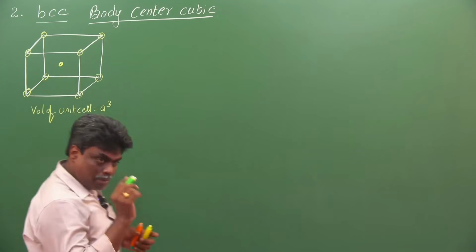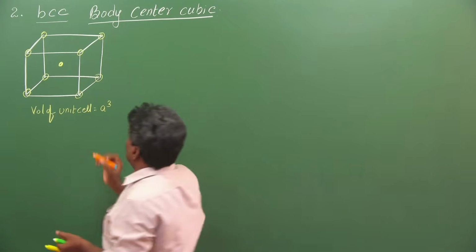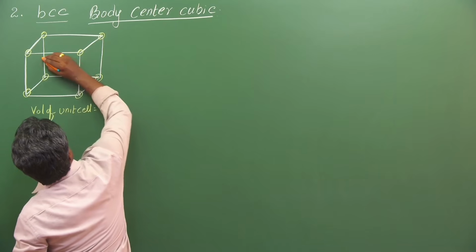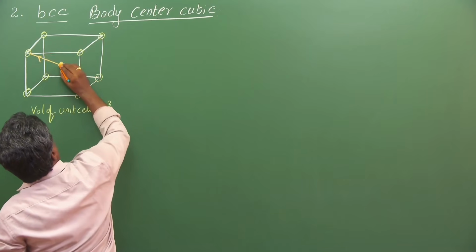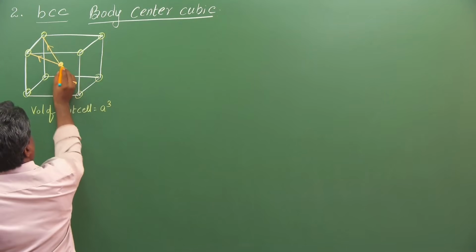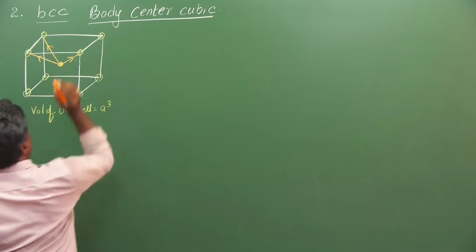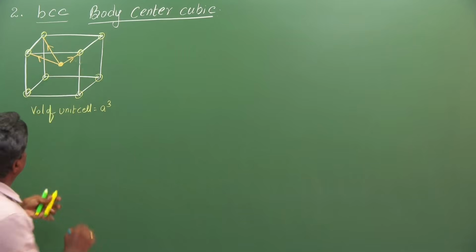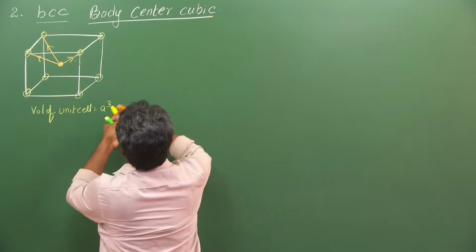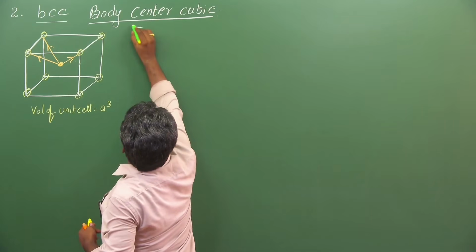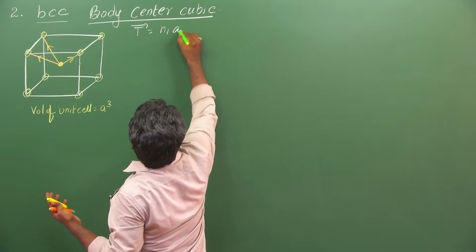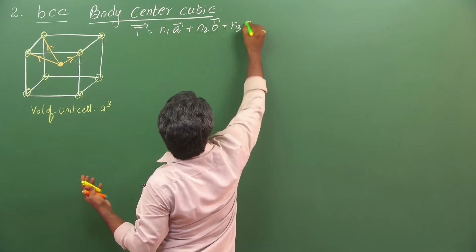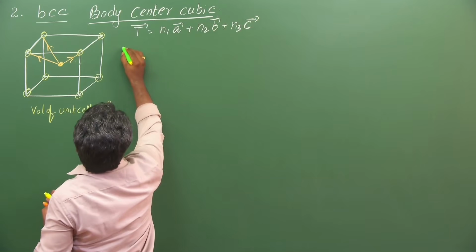Now we have to write the primitive vectors first. Take the center as the body center, then one vector will be like this, one vector will be like this, and one vector will be like this, in this plane and this plane. Is that clear? Then I hope you remember the translation vector T bar equals N1 A bar plus N2 B bar plus N3 C bar. Now let me write the primitive vectors.